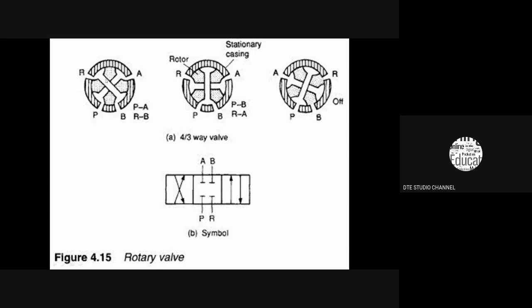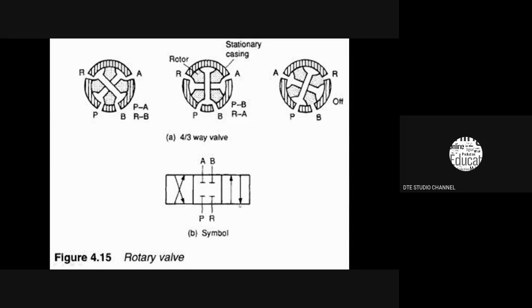In the first position, connection is made between the ports P and A, which is shown by the arrow. Suppose this is the port P and this is A. Fluid is flowing from P to A and it enters the actuator. The fluid present in the actuator at the other end of the piston flows back from B to R. This is P, A. Fluid is flowing into the actuator. From the actuator, it is returning back to the reservoir from B to R.